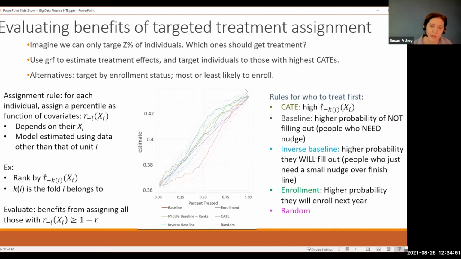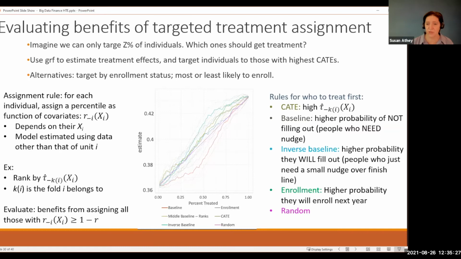And it's a 45-degree line, because if I'm randomly assigning people, then just giving the treatment to more people is going to give you the same effect no matter how many we do, because I'm randomly selecting the people. So it doesn't matter which percent I'm doing. Now, we have some other things, like this blue line, which is the inverse baseline. So here we built a predictive model to predict the people who were already going to fill out the financial aid form without the intervention.